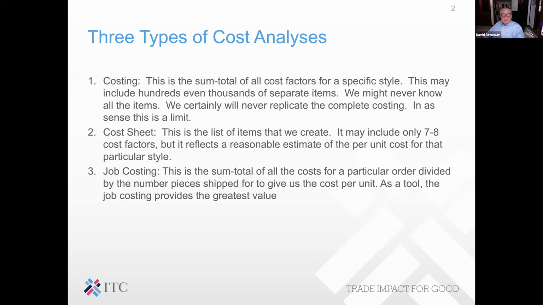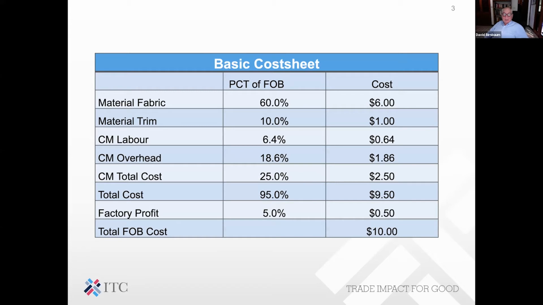Okay, thank you, Matthias. This is a basic cost sheet. It has the fabric, it has the trim, it has what we call CM, which is a traditional term meaning cut and make. It consists of direct labor, overhead, and usually the profit. The numbers are arbitrary. I wanted a simple cost sheet to add up to $10. The percentages of FOB are quite reasonable. 60% for fabric, 10% for trim, that's reasonable. 30% for CM is also reasonable. We're going to be using this as the basis of a cost sheet going forward.